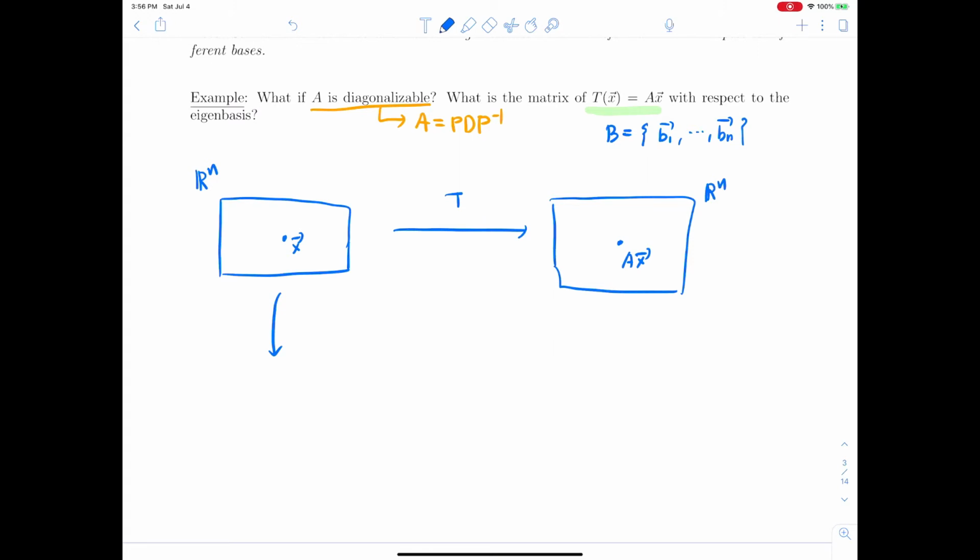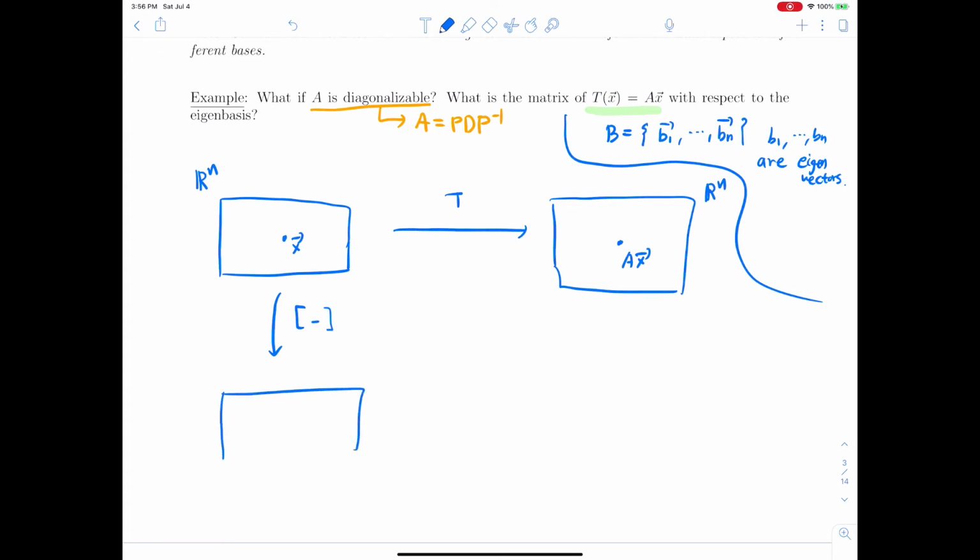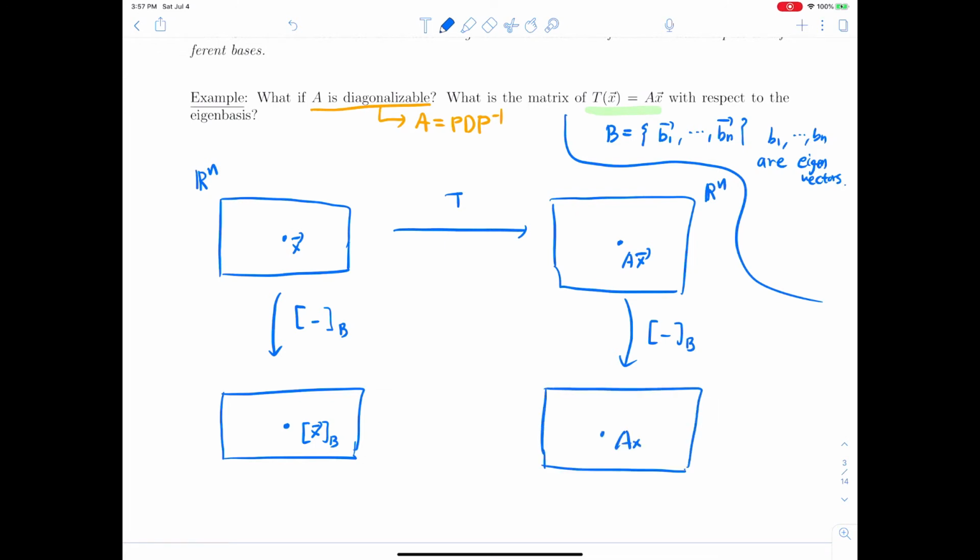So b sub 1 through b sub n are eigenvectors. Then we can take the B-coordinate of the given vector, which gives you the bracket x sub B. And you can do the same thing for Ax. If you take the B-coordinate again, this gives you Ax in B-coordinates. Then we are interested in the matrix representation for the given linear transformation T.